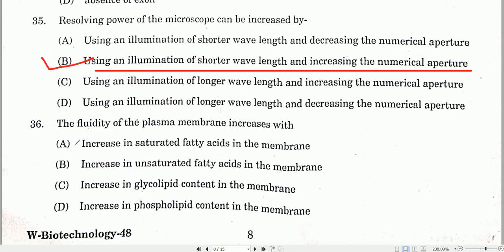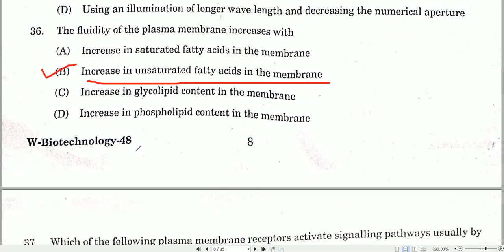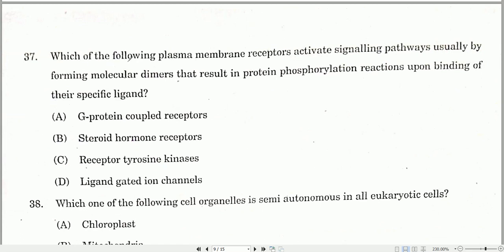Coming to question number 36. The fluidity of the plasma membrane increases with increase in unsaturated fatty acids in the membrane. So option B will be the correct one. Coming to question number 37. Which of the following plasma membrane receptors activate signaling pathways usually by forming molecular dimers that result in protein phosphorylation reaction upon binding of their specific ligand? So option C, that is receptor tyrosine kinase, will be the correct one.